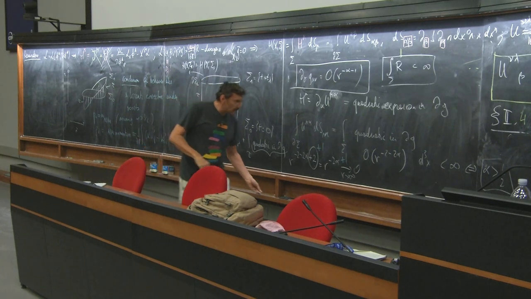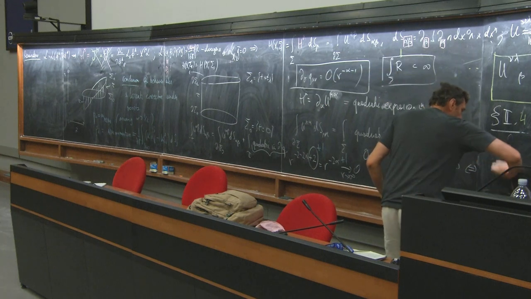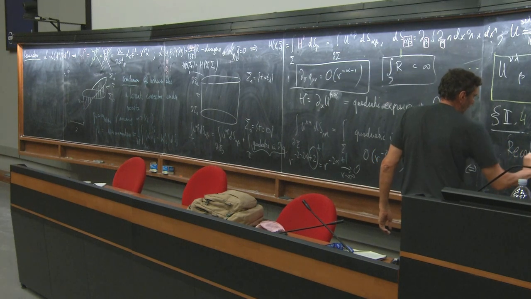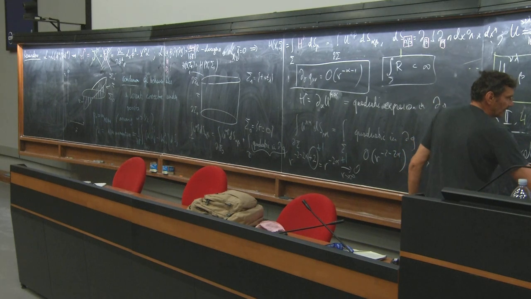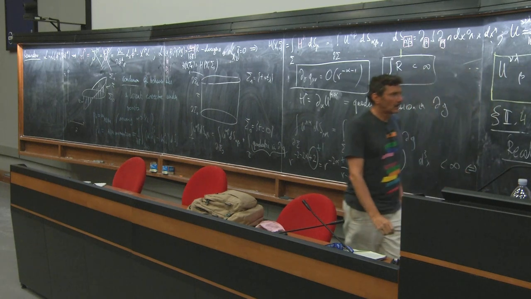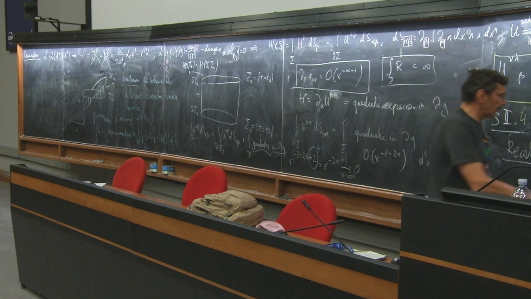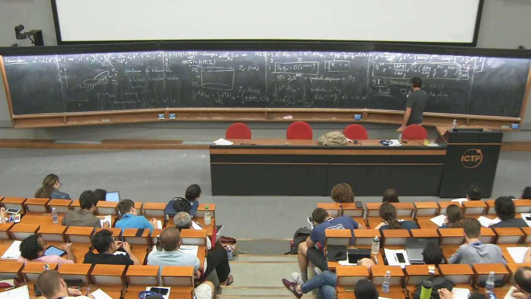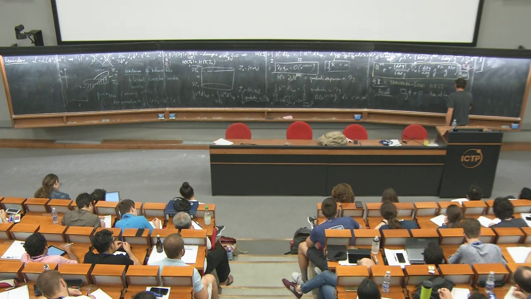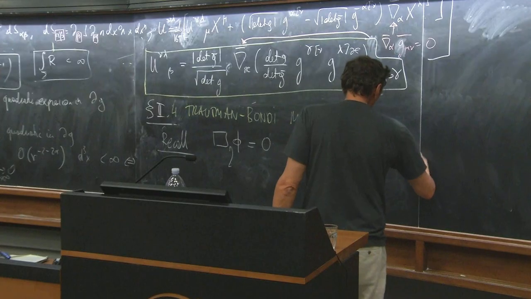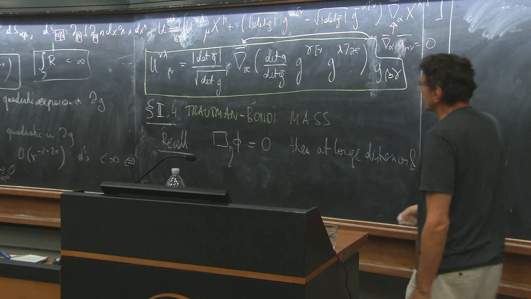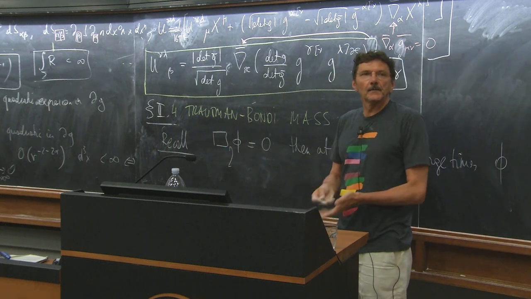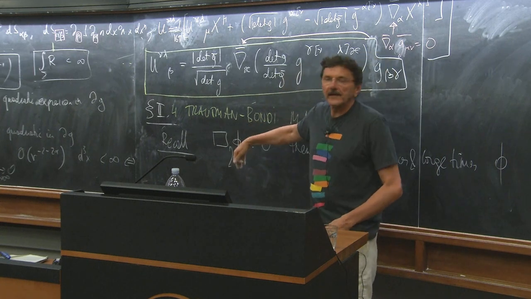Now, if you know anything about wave equations, then there is a standard fact that if you have in Minkowski spacetime box phi equals 0, then at large distances, so this is Minkowski, large distances and large times, the field, suppose you start with compactly supported data. Of course, if you start with stupid data, then everything can happen.